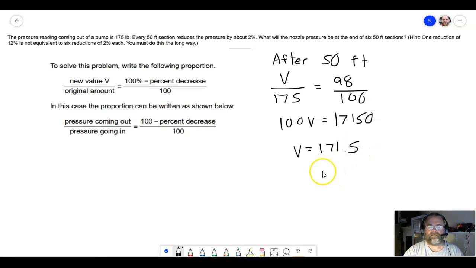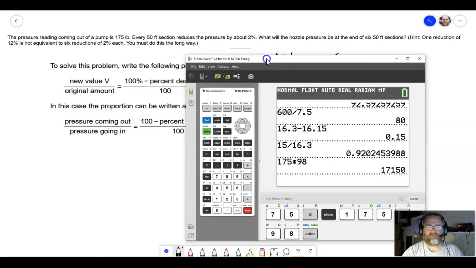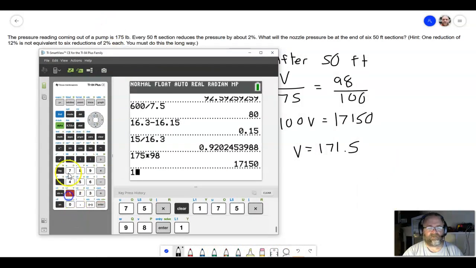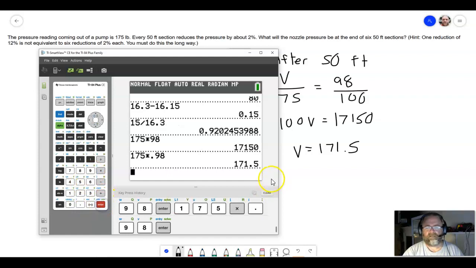Alright, so that means that if it started at 175 pounds, after one of these 6 sections, it's going to reduce by 2%, and it's going to become 171.5. Now let me show you a much quicker way of getting that 171.5. We could have also just multiplied that 175 times 98%, and 98% in decimal form, we can write that as 0.98. And look, we also get that 171.5 that way.